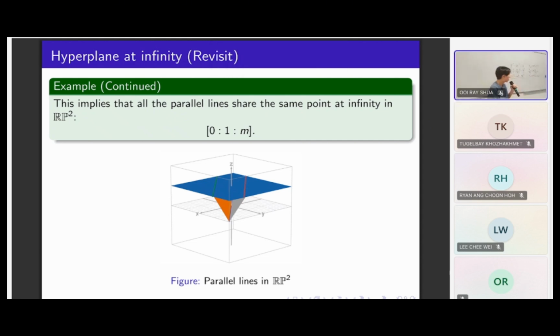So in fact, for any m in that direction, they will converge to the point at that direction. So this is the main difference between the affine and the projective space. Again, this is in the reals, just for the visualization.